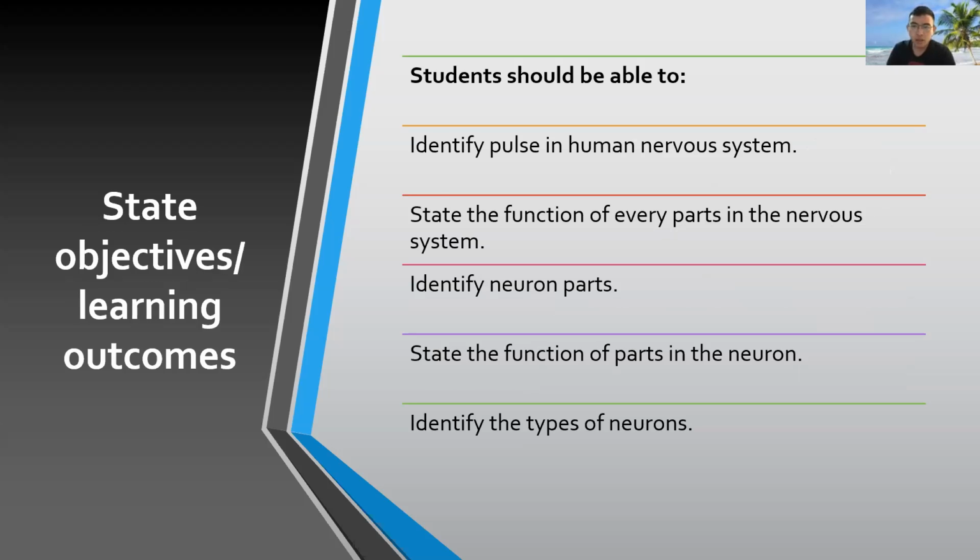So these are the learning objectives or outcomes that we have gathered. Students should be able to, first, identify parts in the human nervous system. Second, they are able to state the function of every part of the nervous system. Third, they are able to identify neuron parts. Fourth, they are able to state the function of the parts in the neuron. And lastly, they are able to identify the types of neurons.